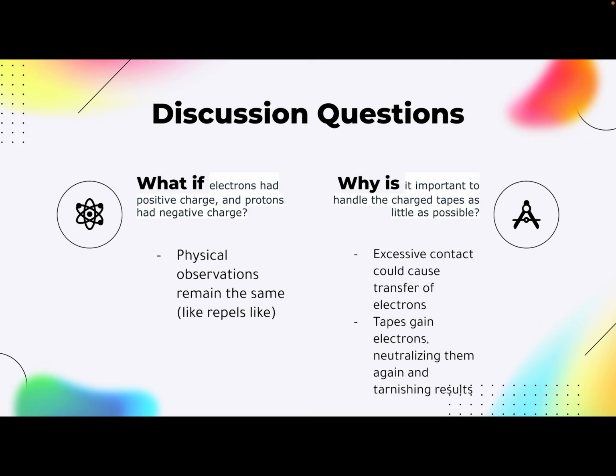Another question was, why is it important we touch the charged tapes as little as possible? Like we said before, the more that the charged tapes interact with other objects like my hand, the more likely it is that they're transferring electrons. Specifically, they're gaining ones they lost to try and become neutral again, which minimizes the repulsion we saw before and would tarnish our results.